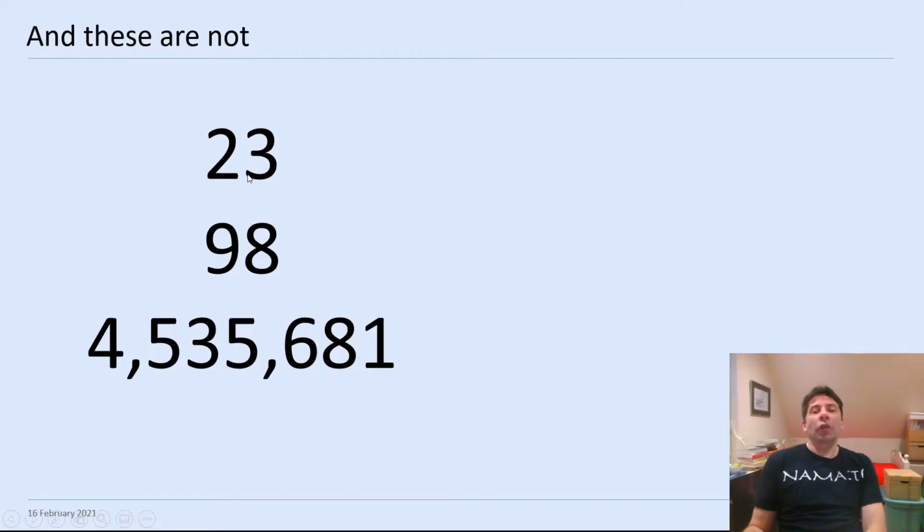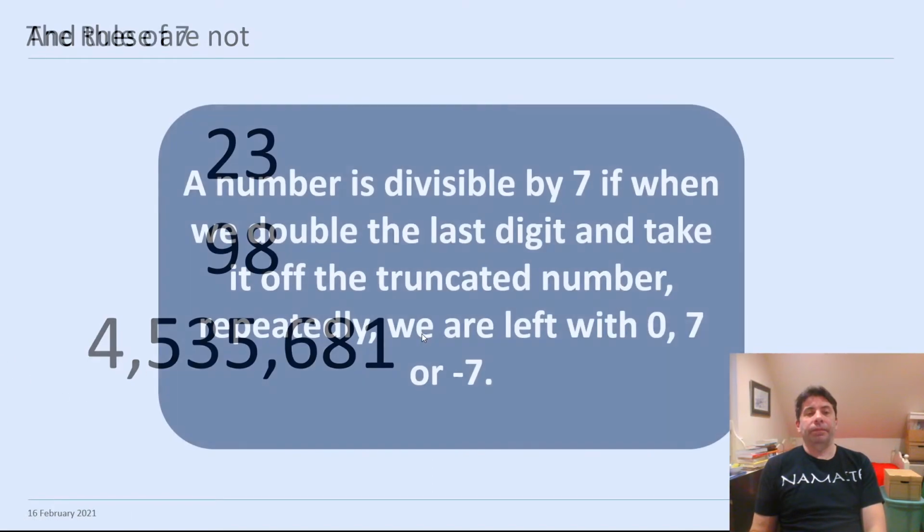These numbers are not divisible by 6. 23 is not. 98 is not. Why is 98 not? Because 9 plus 8 is 17, which is not divisible by 3, so 2 goes in, but 3 doesn't. And this last one isn't even, so it can't be.